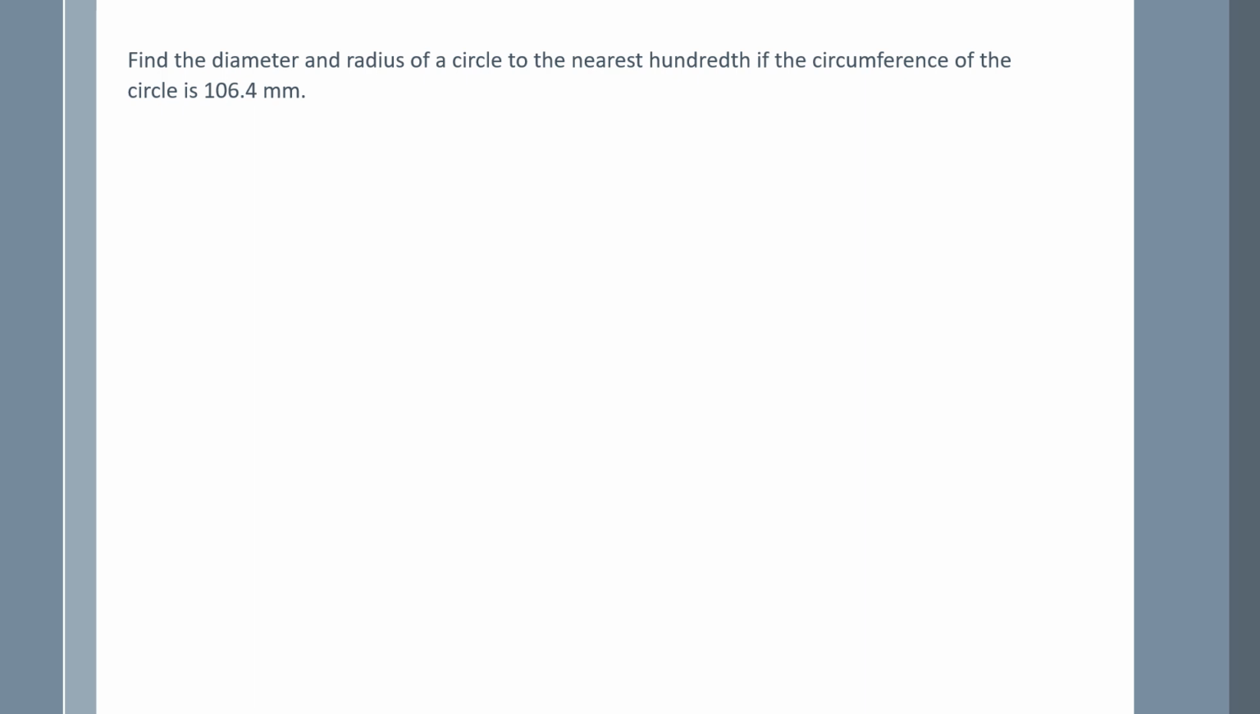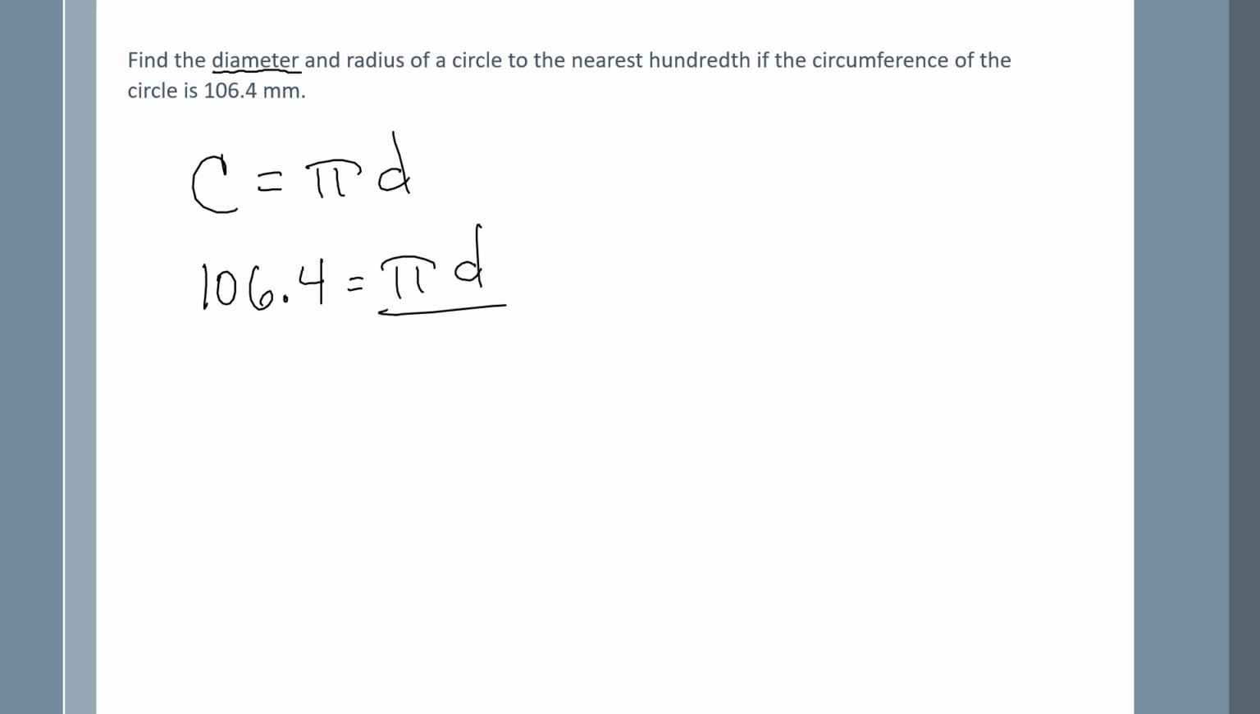All right, now they want you to find the diameter and the radius of a circle to the nearest hundredth if the circumference of the circle is 106.44 millimeters. So circumference is equal to pi times the diameter, because we're going to find the diameter first. I know the circumference, 106.4, is equal to pi times the diameter. So I'm going to divide each side by pi. These would cancel, and I get d.